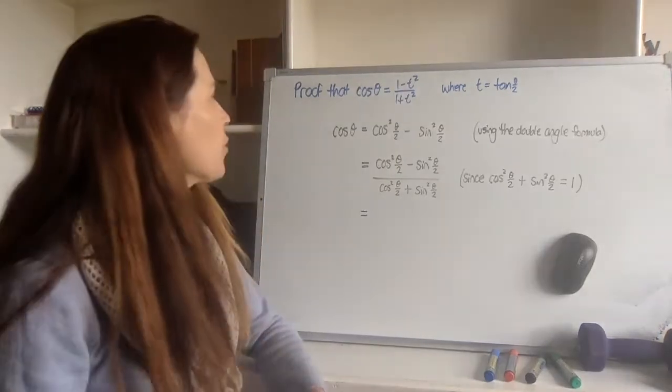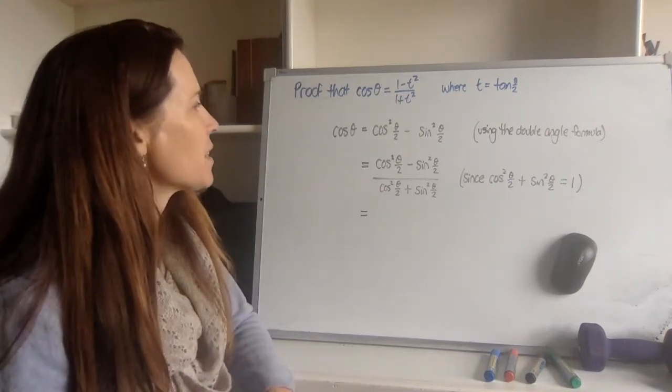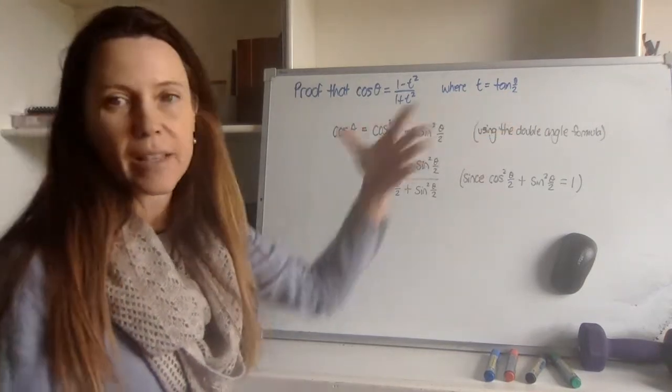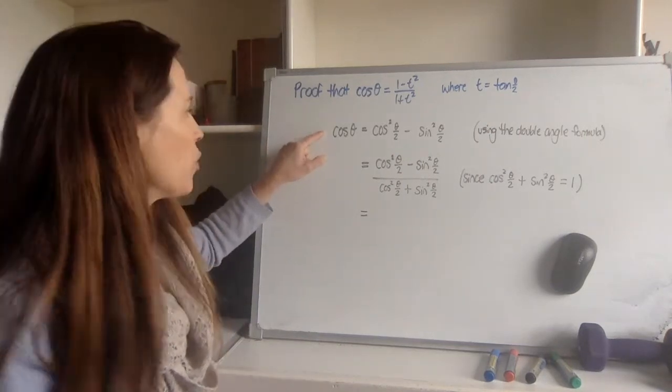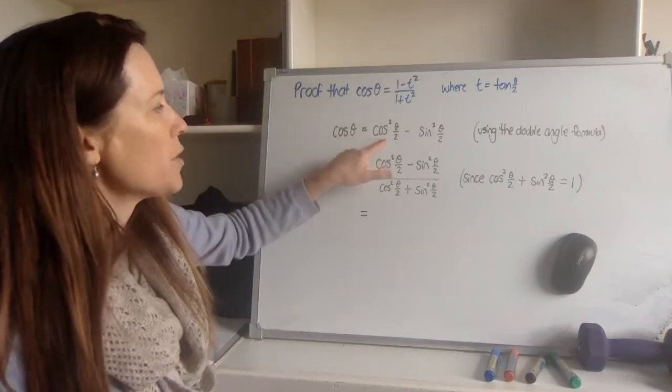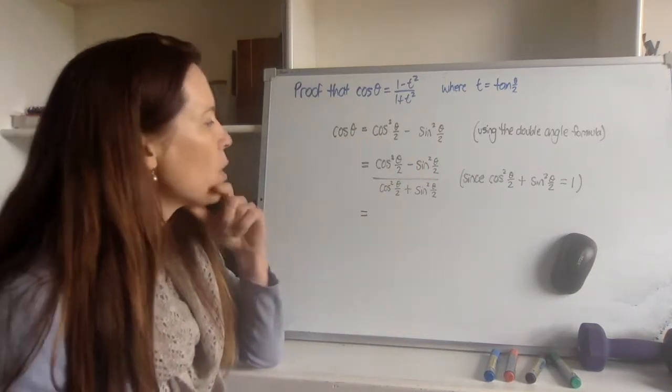Now let's look at the proof that cos theta equals 1 minus t squared over 1 plus t squared, where again t is that exact same thing. Well, let's start with what we know from that double angle formula. Cos theta is equal to cos squared theta on 2 minus sine squared theta on 2. Okay, what can we do next?